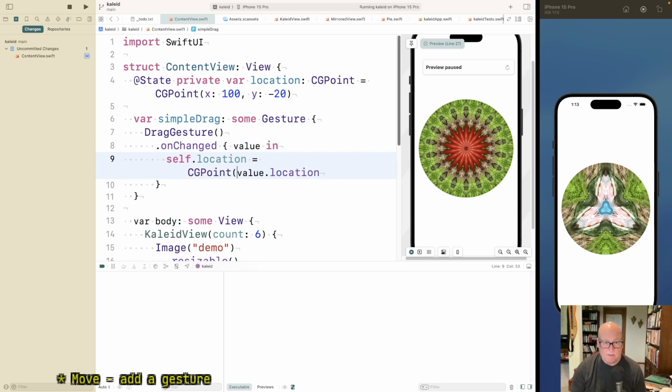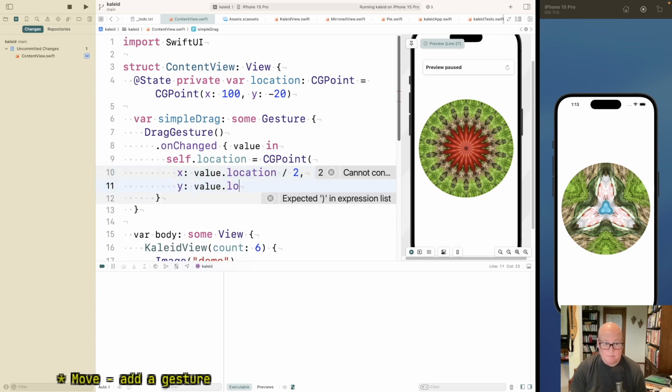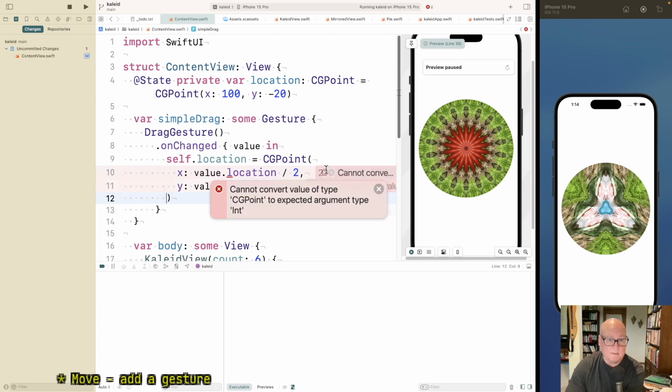How about CGPoint X? X is value.location times 2. I don't know if I'm dividing or multiplying. Okay, my value.location I think is divided by 2. And we'll just keep Y the same for now. Okay, cannot convert. CGPoints are ints?